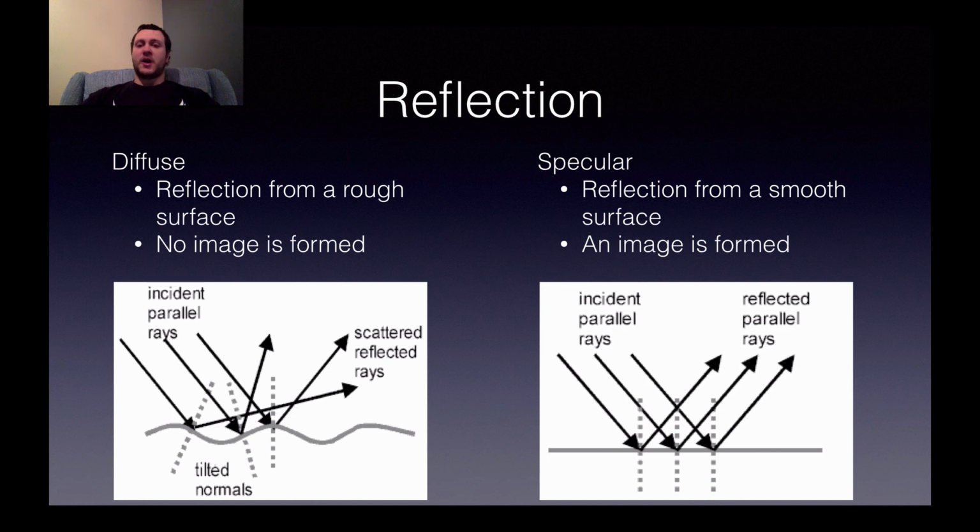Now a specular surface is something that we get off a smooth surface, and we will actually form an image. The reason why we get that image is because the parallel light that comes in makes contact with the surface, and because that surface is perfectly smooth, all of our normals are parallel with each other. Having parallel normals means that all of our incident angles will match all of our reflected angles, so the reflected rays will be parallel as well, which allows us to see an image.